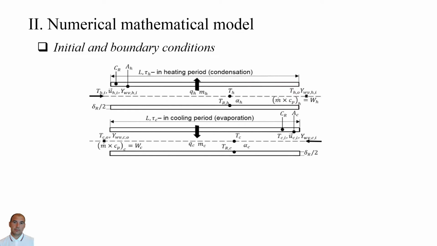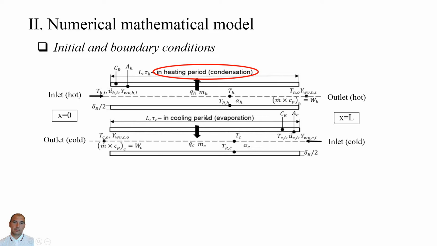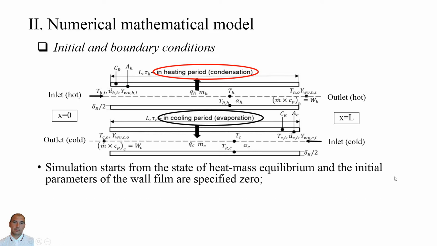The initial and boundary conditions of the numerical mathematical model are presented on the screen, and the heat and mass transfer process in the matrix channel are shown too. The regenerator channel shows section x equal to 0 to x equal to L for the inlet and outlet parameters of the model during the heating period of condensation and cooling period of evaporation. Simulation starts from the state of heat and mass equilibrium, and the initial parameters of the Wolffium are specified as 0.